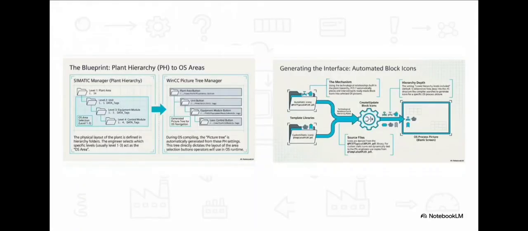Now, this next part is honestly one of the most genuinely brilliant features of PCS7. The software actually takes the physical plant hierarchy you've built in the SIMATIC Manager and uses it to automatically generate the digital picture tree. But it doesn't stop there. It also automatically places and interconnects ready-made block icons right into your OS pictures for you. It basically acts as an automated blueprint, saving engineers countless hours of manual drawing. It's a huge time saver.